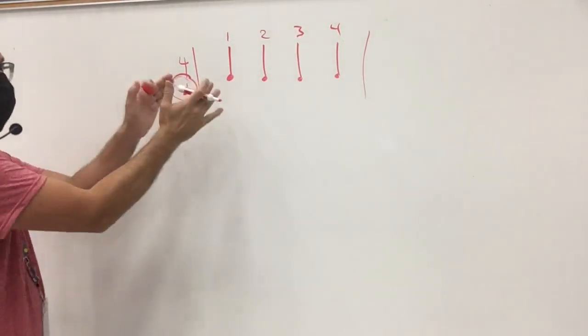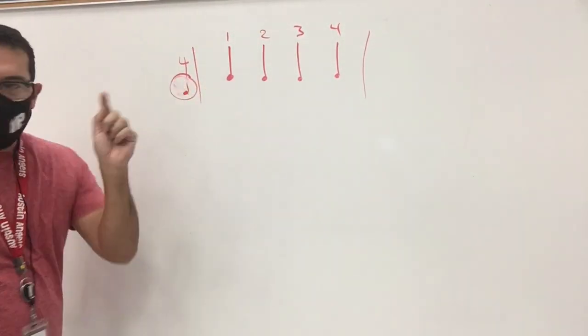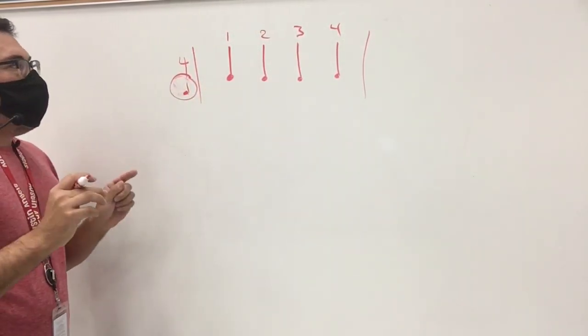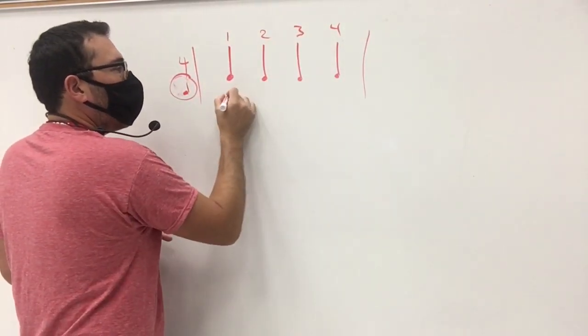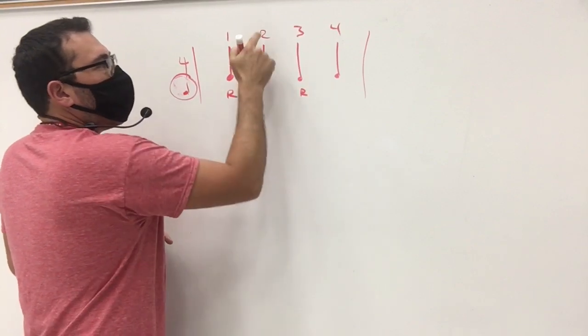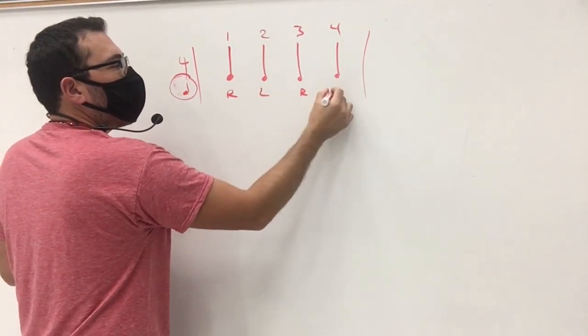Now here are the rules for stickings. When you're dealing with quarter notes, I want you to memorize this: odd numbers are rights. We already know this, don't we? And even numbers are lefts.